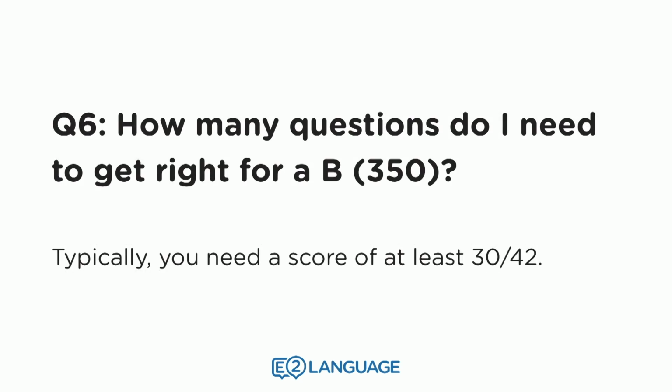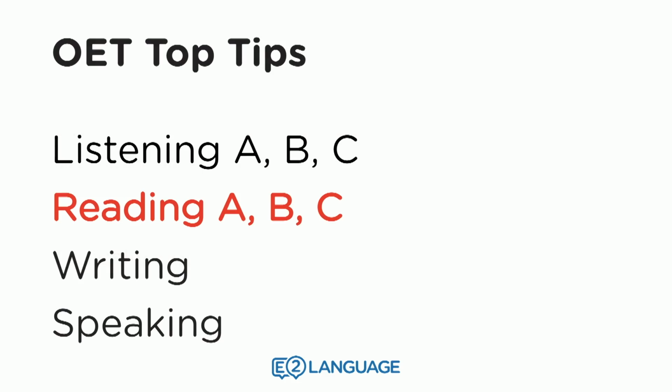Question 6, how many questions do I need to get right to get a B, or the equivalent of a 350? This is not a hard and fast rule, but typically you need to score at least 30 out of 42 to receive a B.